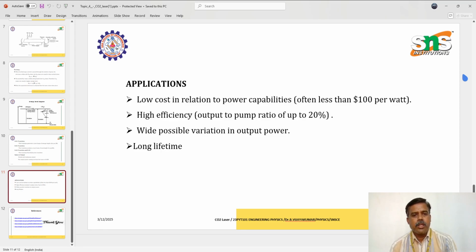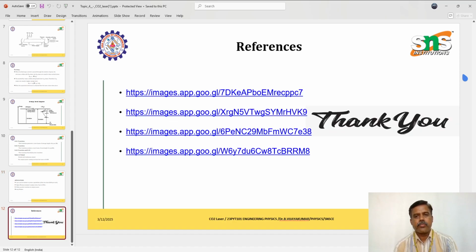The applications and advantages: low cost relative to power capability, often less than $100 per watt. High efficiency, with an output to pump ratio of 20%. A wide possible variation in output power, and long lifetime. These are its applications.